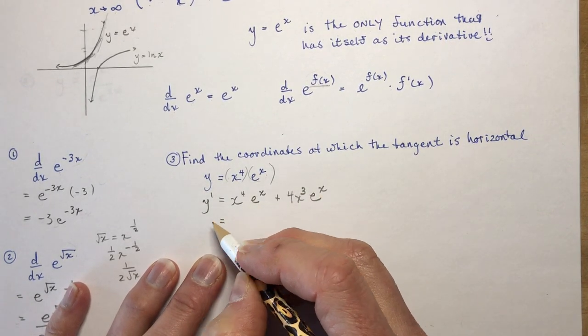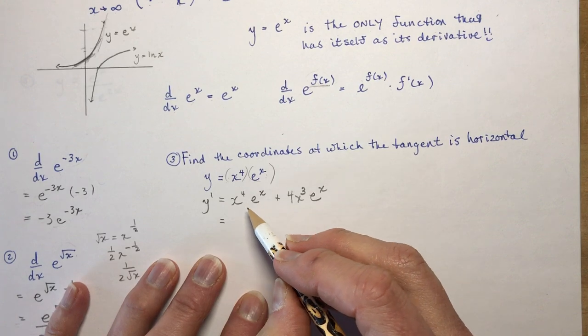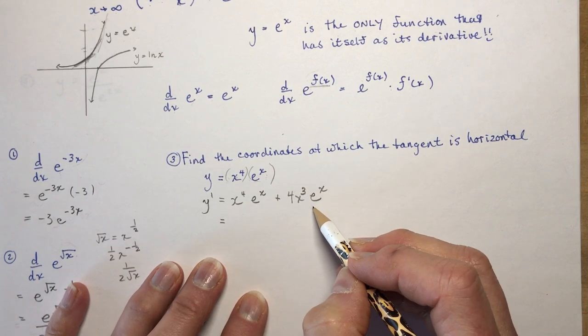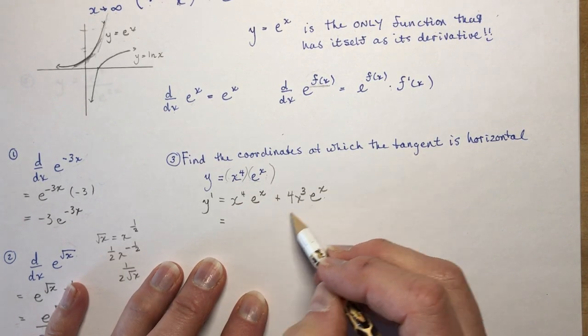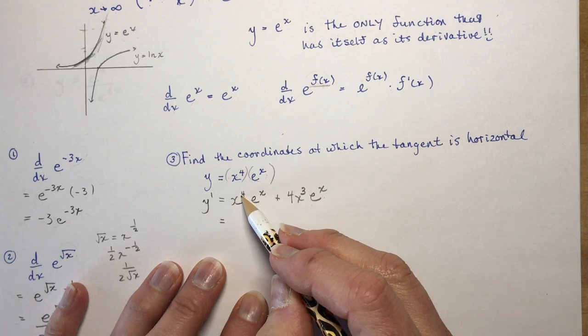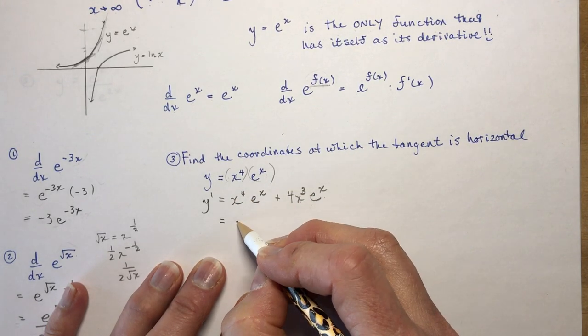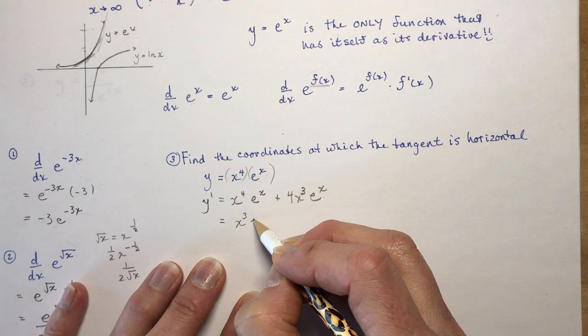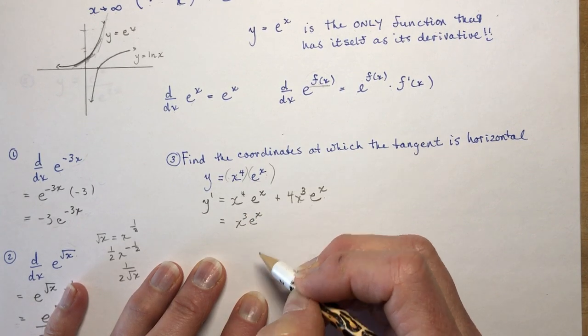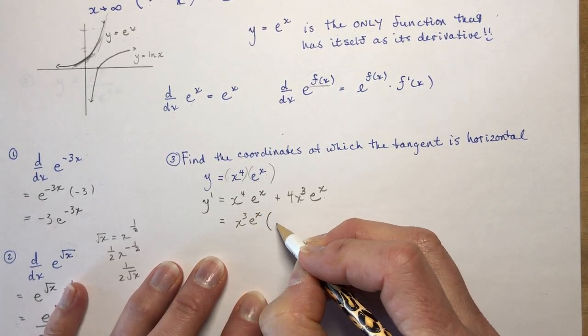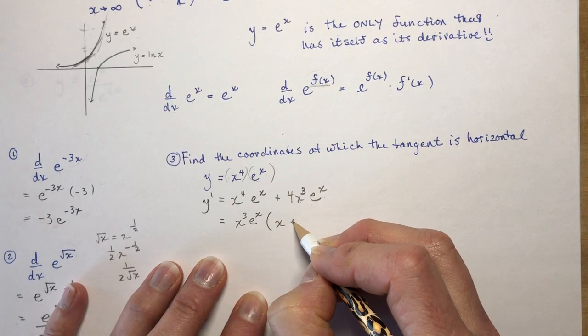And then, in order for you to set this to zero and solve, you would want to factor, right? So what's common to both of these terms? Well, I have x to the fourth, x cubed, so I'll take out an x cubed e to the x. So x cubed e to the x, and that leaves me with an x plus 4.